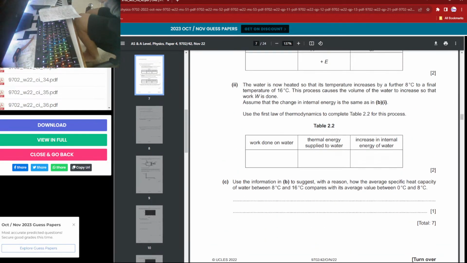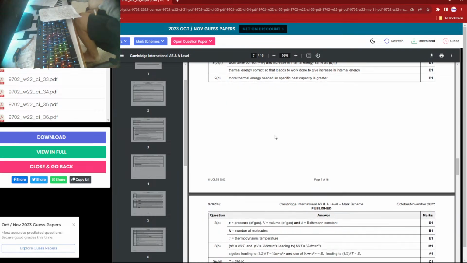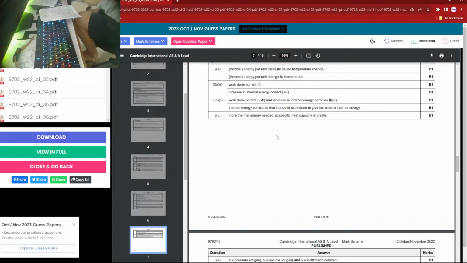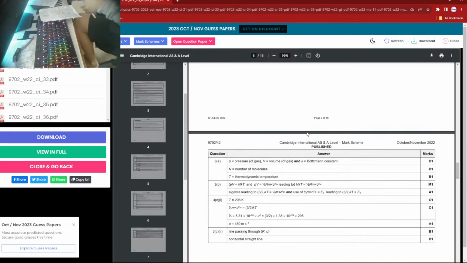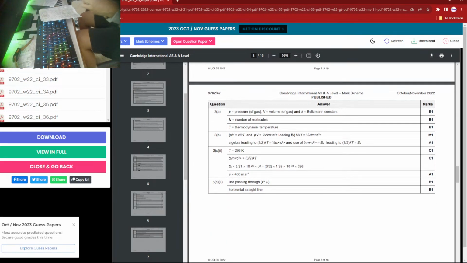Oh yeah, use the information in B to suggest with a reason how the average specific heat capacity of water between 8 to 16 compares with its average value. So just like we saw just now, since there's more thermal energy required, specific heat capacity will be greater. Since for the second one you need W plus E instead of just E, more thermal energy is required. So that means that Q equals m c delta theta, right? So C will have to be higher in order for Q to be higher.